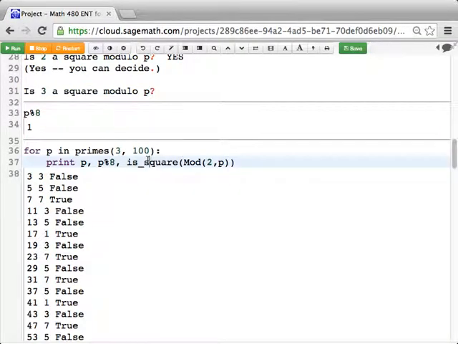What should we do? Any ideas for something to try? I've kind of suggested a strategy here. Look at some data, try to see a pattern, extrapolate from that pattern. Are we going to take p mod 6? Maybe. Let's see what happens.